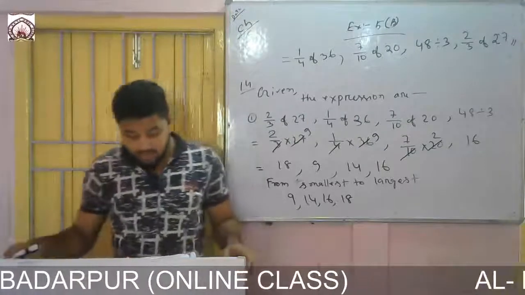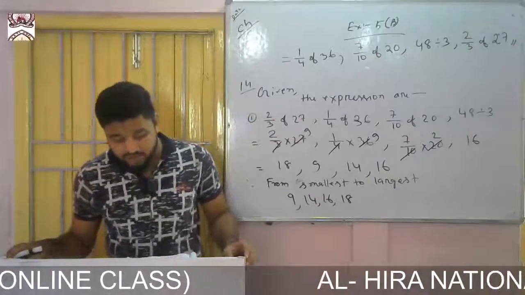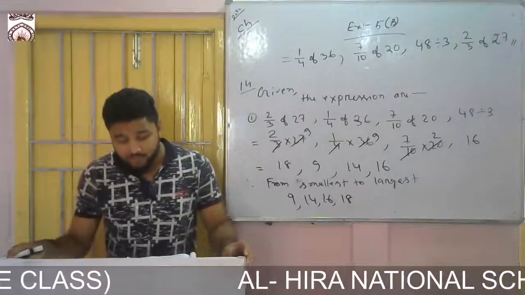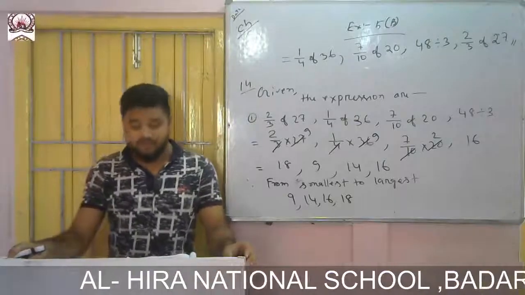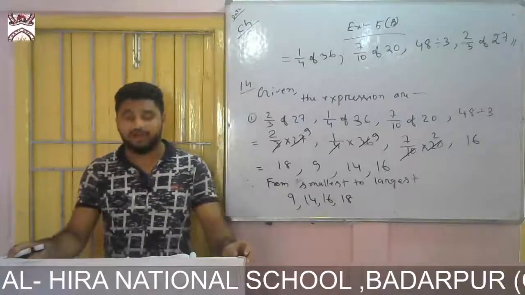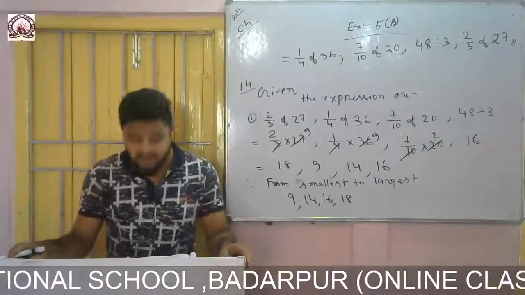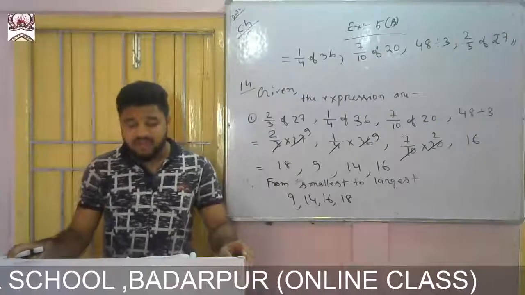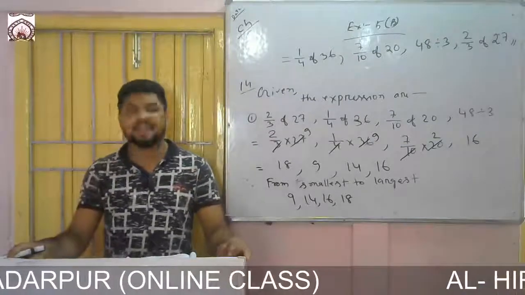Now 1 by 5 voted for what? English. Now among 80 students, 1/5 voted for English, 1/4 voted for Science, and the rest voted for Math subject. Now the question is asked, how many more votes did maths receive than English?